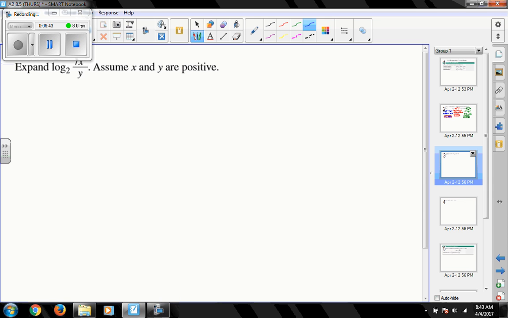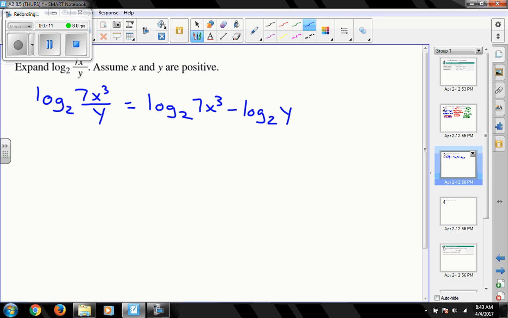So the easiest one to identify right away is we've got a fraction, so we've got division going on. So we can take log base 2 of 7x cubed over y. And we know from our property that this is going to be log base 2 of 7x cubed minus log base 2 of y.